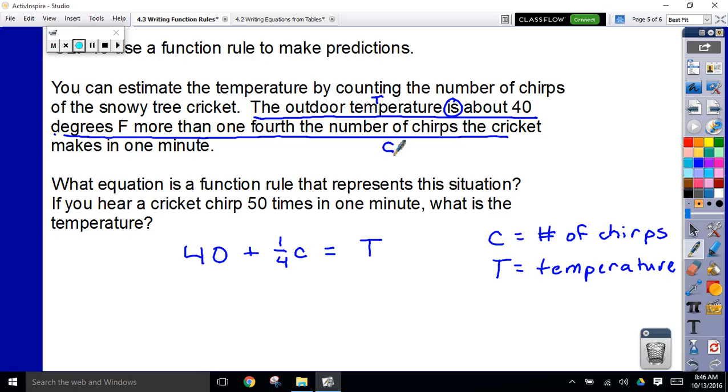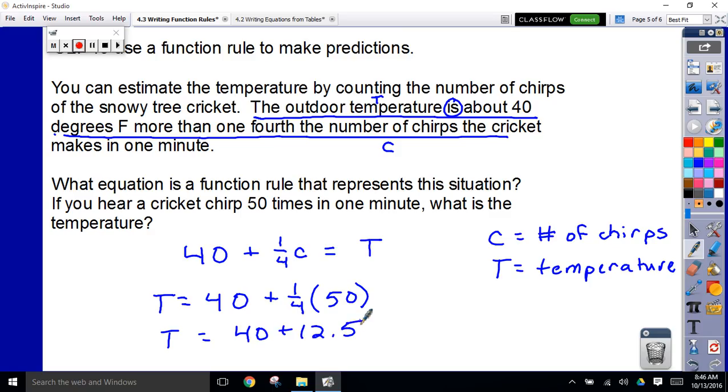Okay, now if you hear a cricket chirp 50 times in 1 minute, what is the temperature? Does anyone have an answer for this? Gabby? 52.5. Good, 52.5. We have T equals 40 plus 1/4 of 50. So T equals 40. 1/4 of 50 is 12.5. And that works out to be 52.5. So the temperature is 52.5. And let's see, does it tell us? Yeah, degrees Fahrenheit.